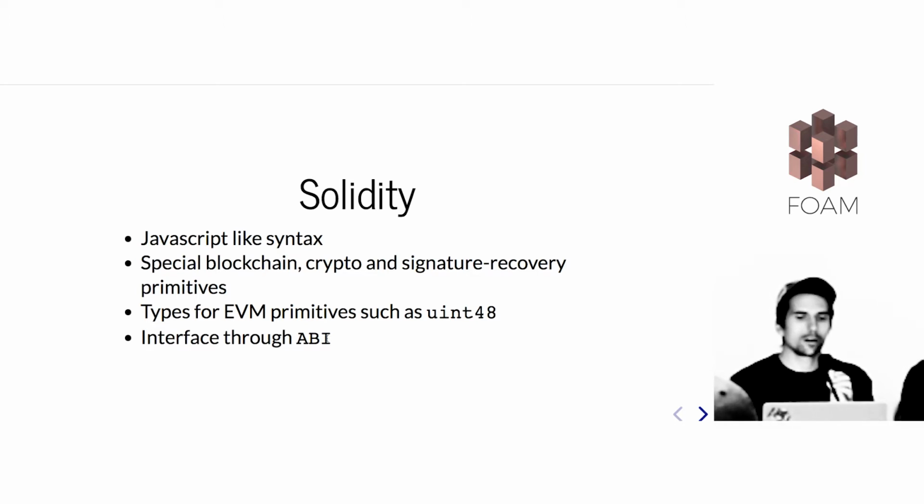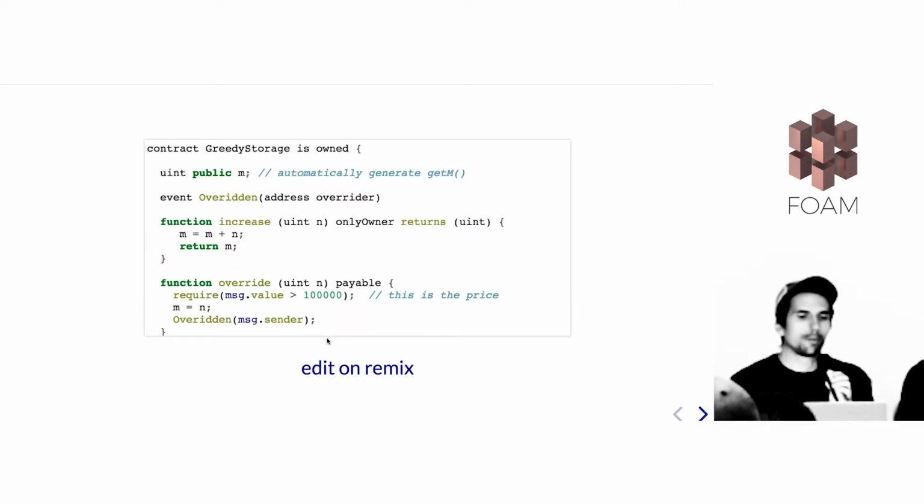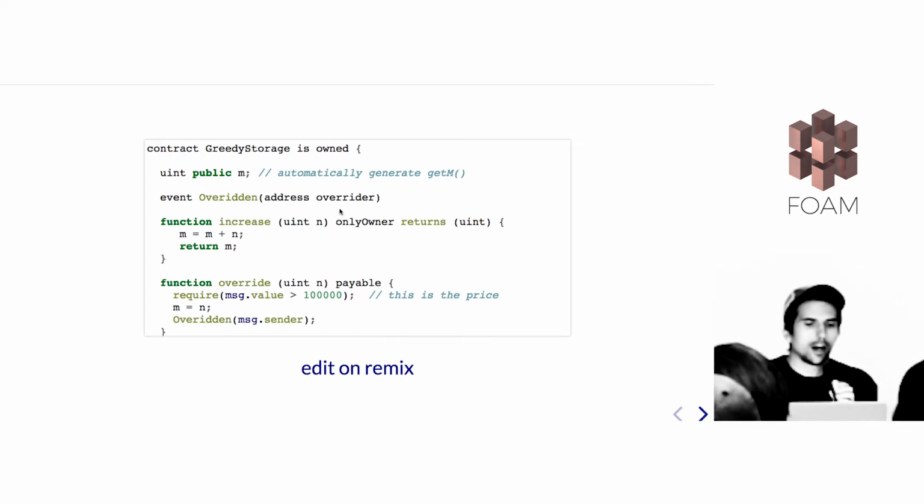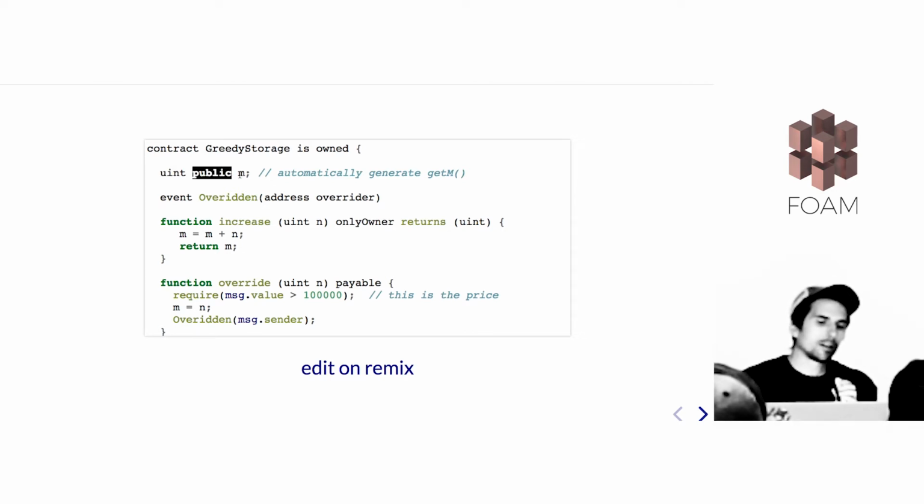So here's an example. It's a contract called Greedy Storage. Up at the top, you see this uint public M. This is a declaration that there is a global state of this contract, namely an unsigned integer of size 256 bits. This public keyword basically just automatically generates an accessor function for this value M.